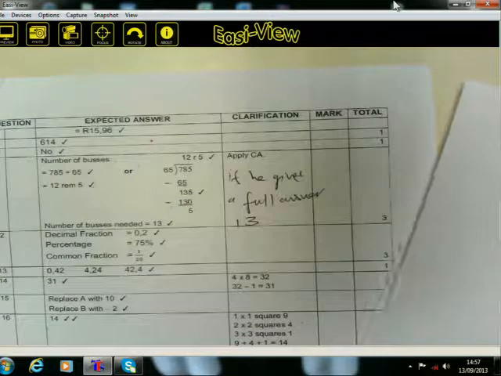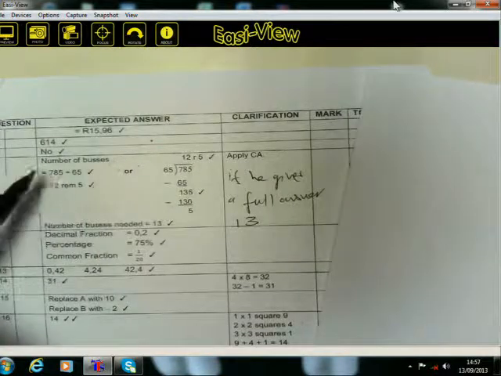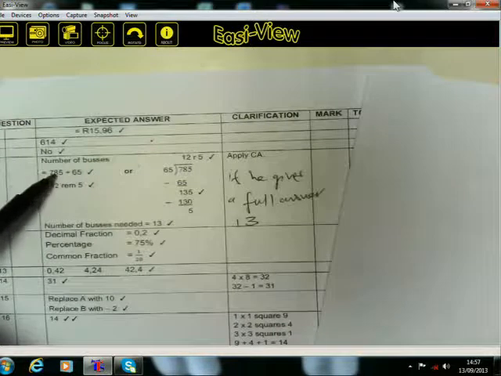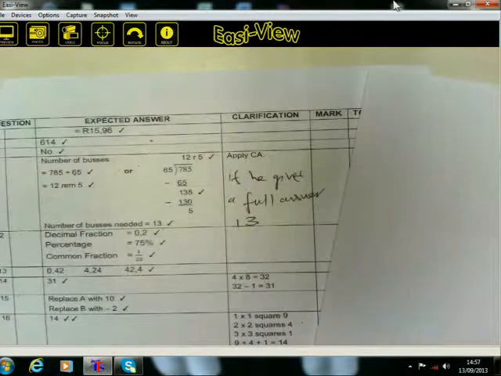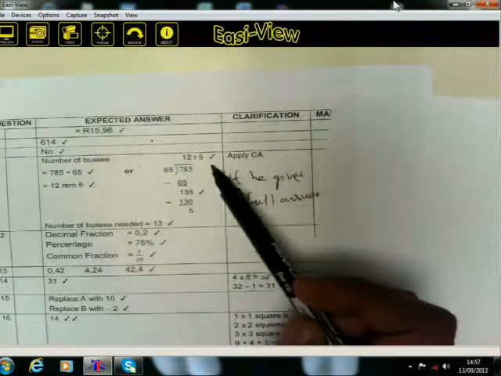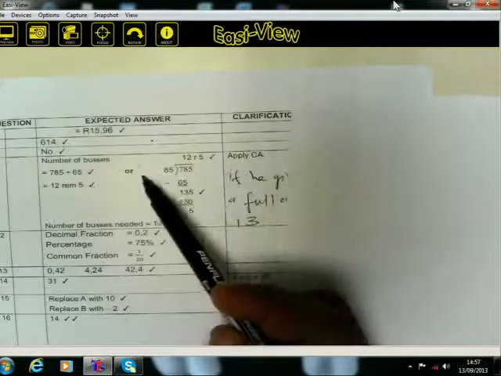Now, how do you mark that? You mark there, he knows 785 must be divided by 65, and then the remainder there. You mark there 1, 1, and then the number of buses because of the remainder. Elena knows that we cannot have a comma bus, but he knows it must be 13 buses, even though it will not be full, to transport those learners. Then 13 there. And also here, this is another way.